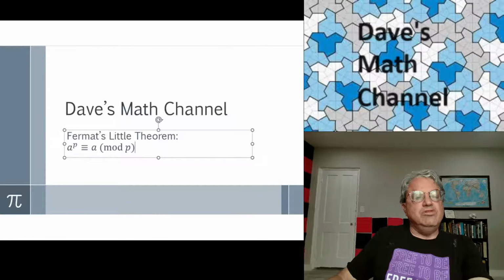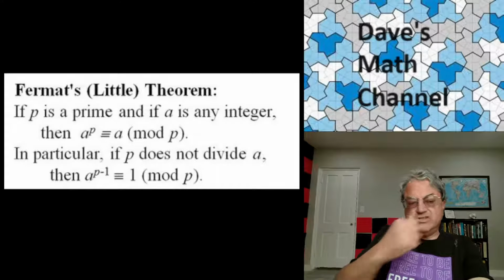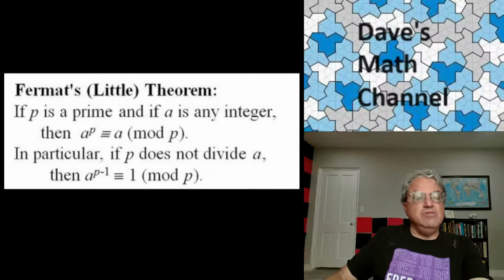It says a to the pth power is congruent to a modulo p. I have it written out in a little more detail here. So here's what it says. p is supposed to be a prime number, any prime number. I'm sure you guys all know what primes are.